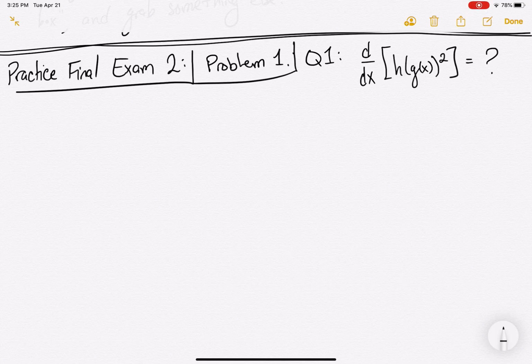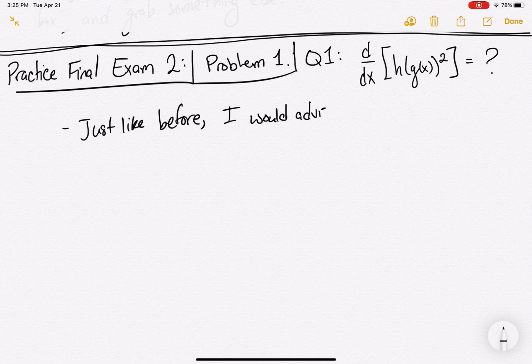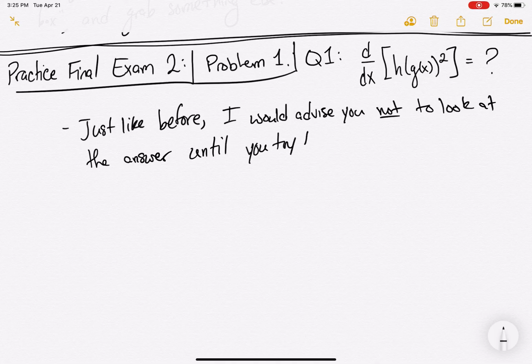And it gives you the answer, but just like before, don't look at the answer. So I would advise you not to look at the answer until you try the problem at least once. That's just going to give you maybe a better idea of how I want to see the answers phrased when you guys are turning stuff in to me. Don't use the answer, just compare your answer to the answer.